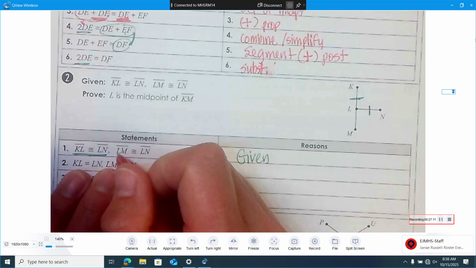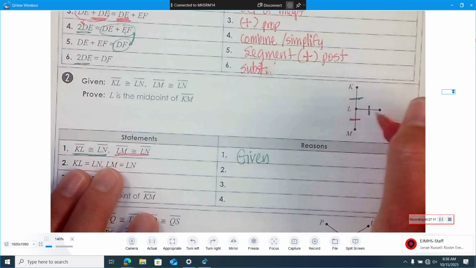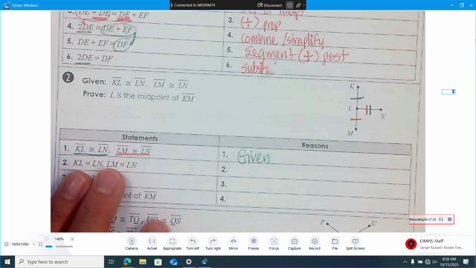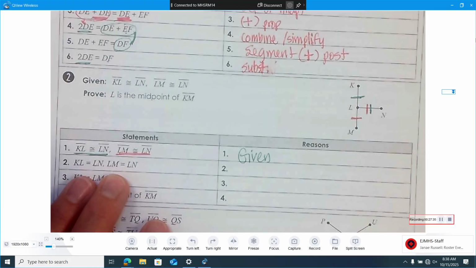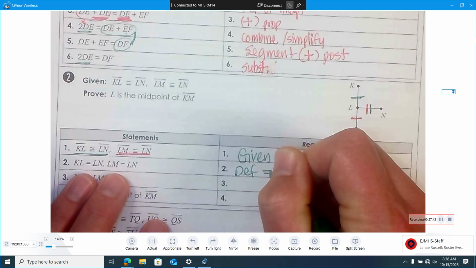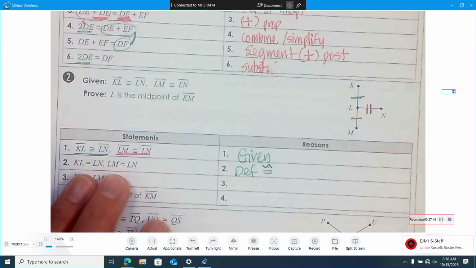And then, let's see, LM is congruent to LN. Hey, that one's congruent to that one. I marked that one in red so I could see the distinction. Interesting. All right, how come we went to the equal sign? What allows us to switch from congruence to equals? Definition of congruence. All we're doing is trading out the congruence for equality. We can do a lot more when we're in equals mode.